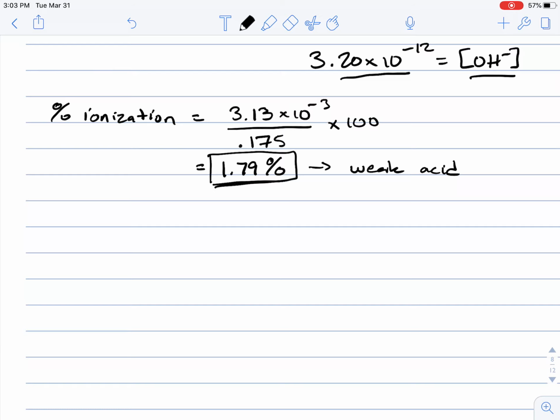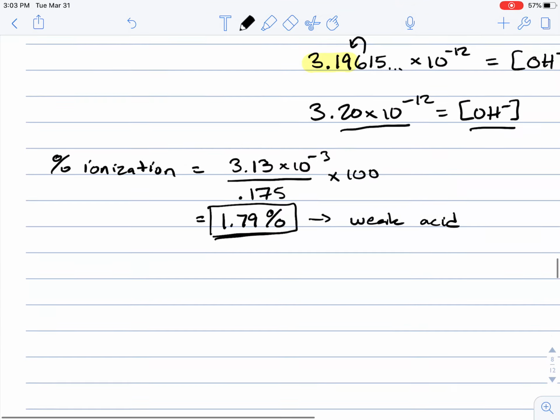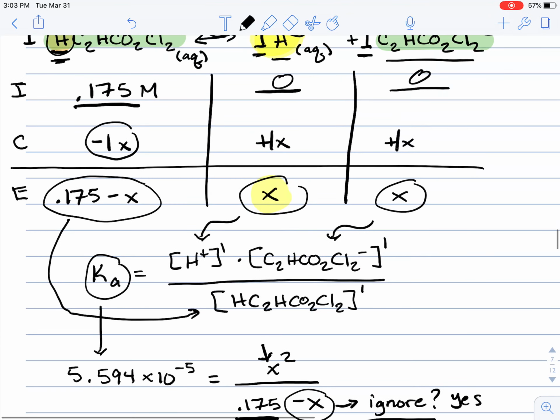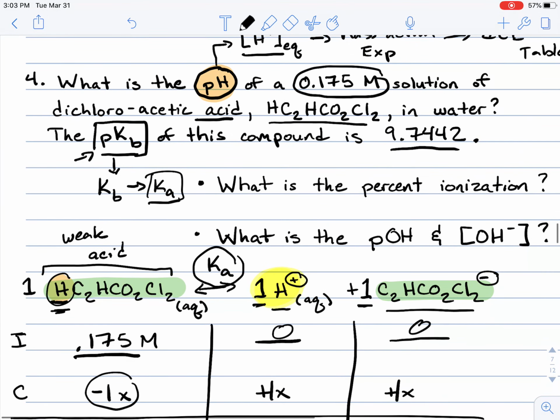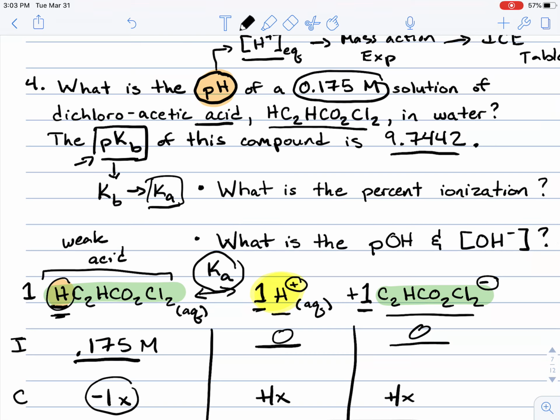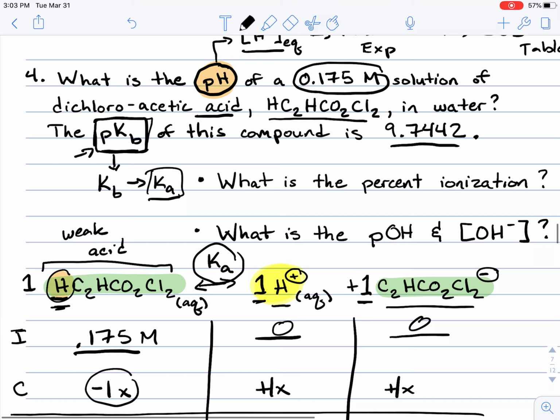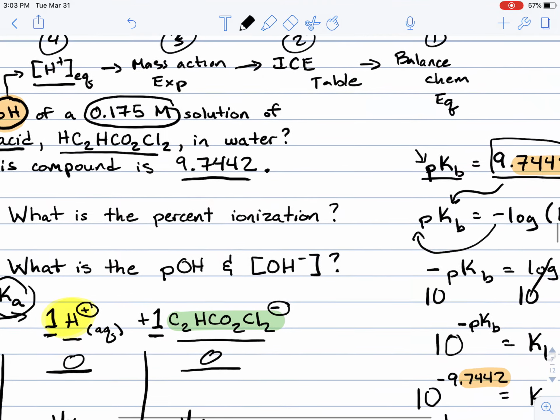And so how this problem is different than the previous problems that we worked through is just this beginning step. In this case, I gave you guys the pKb. And so you should be able to determine what the Ka is if you convert pKb to Kb, and then from Kb into Ka. And so you guys can do so.